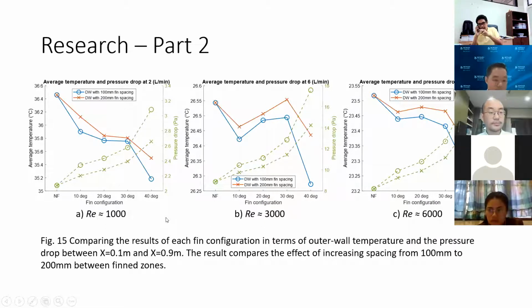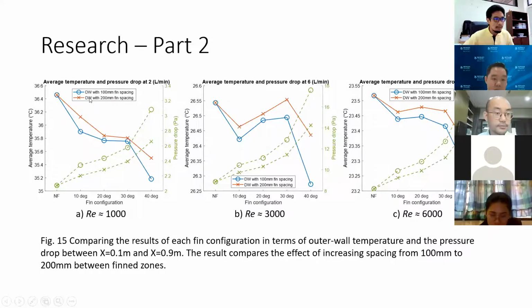Okay, this is the result comparing the distance between the angled fins, which means that we have more fins or fewer fins in our annular geometry. As you can observe, the distance changes from 100 millimeters to 200 millimeters in spacing, or the distance between the fin angles. The result shows that the smaller the distance, the better the heat transfer performance.